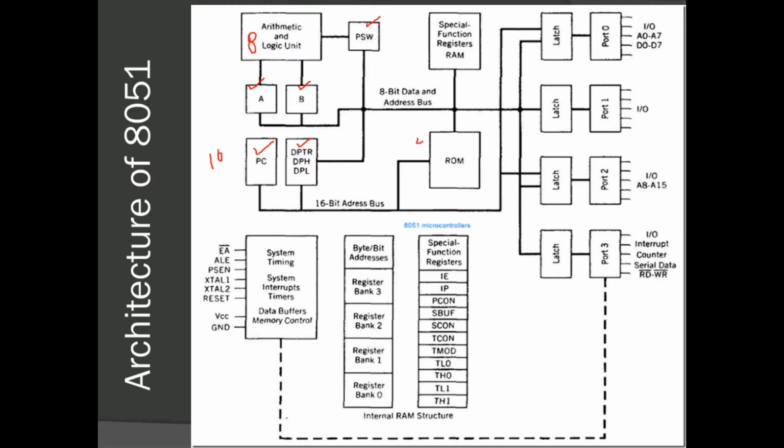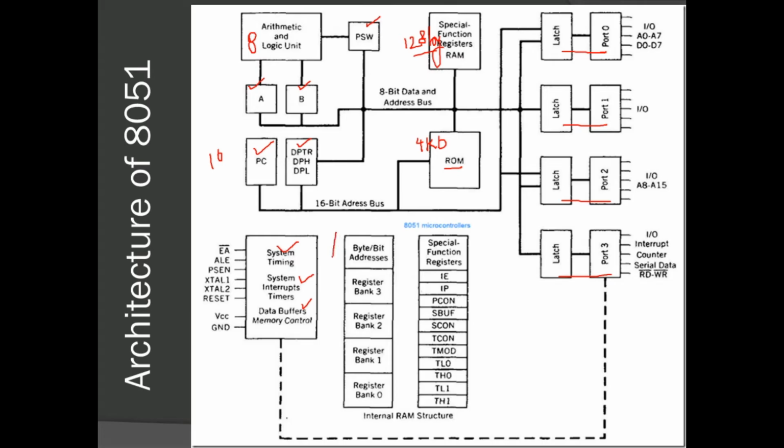Along with that, we have 4 kilobytes of ROM and 128 bytes of RAM available with 8051. Along with that, we have 4 latches corresponding to each port. This latch is used to latch the data from the respective ports. Along with that, we have a timing system, interrupts, timers and data buffers for memory control.